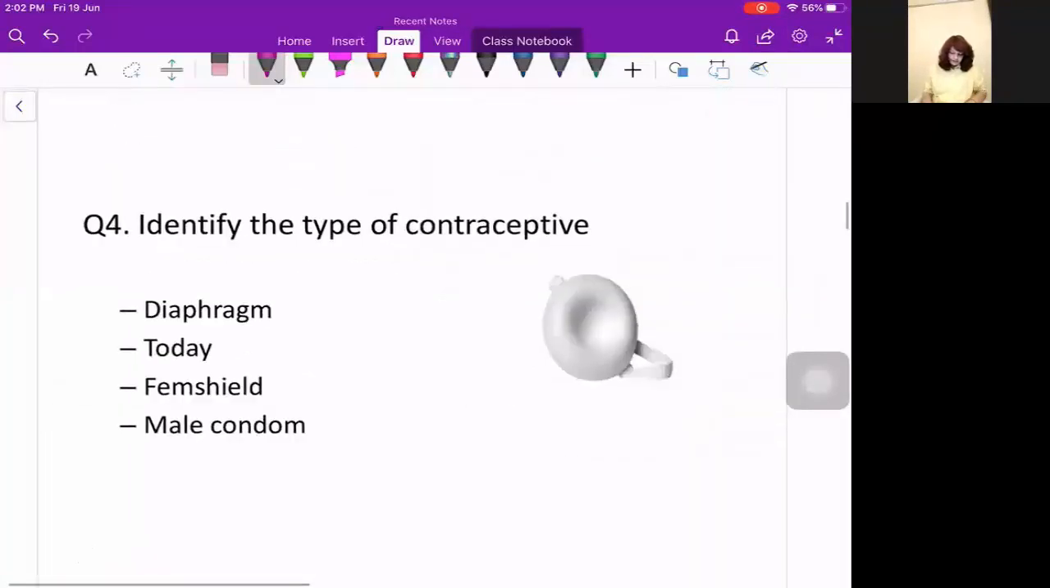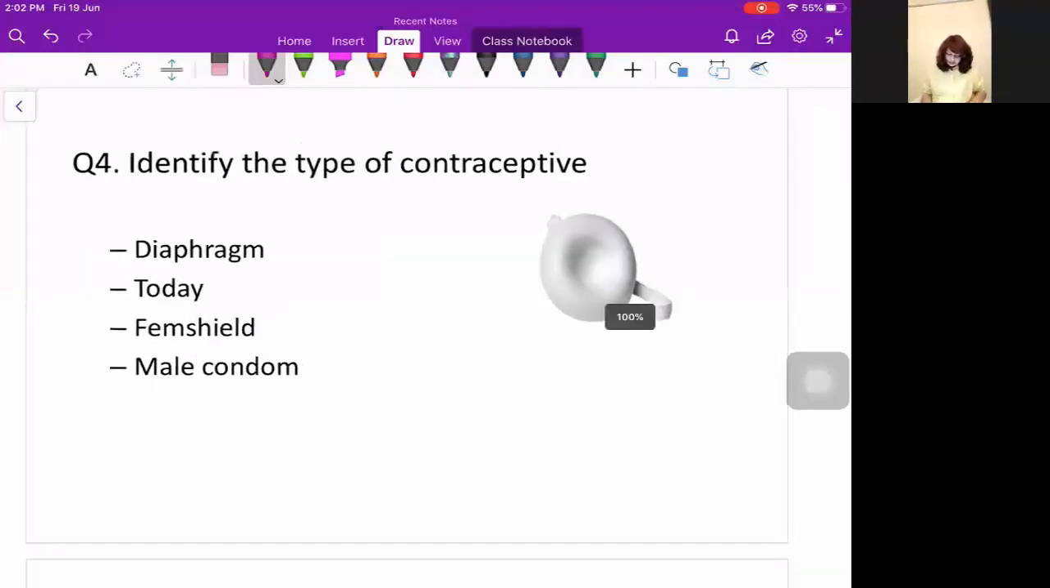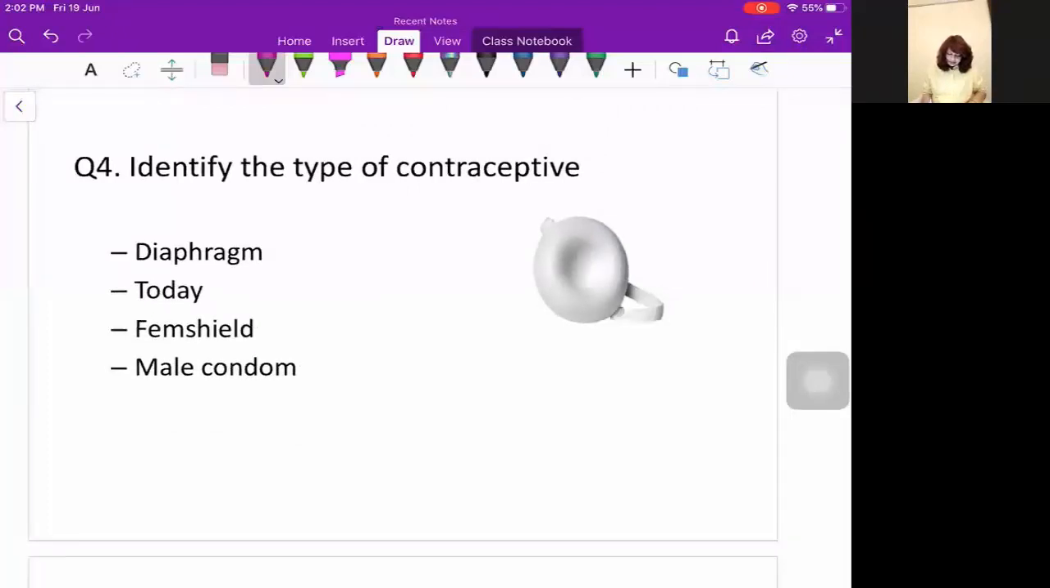Next question is identify the type of contraception. This is from this image today. Okay, diaphragm has got a separate type of image. Femshield is a female condom and another option given is the male condom.